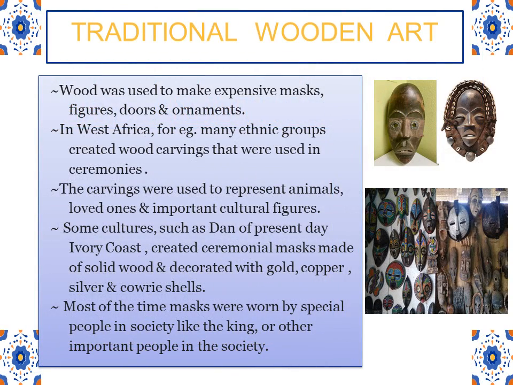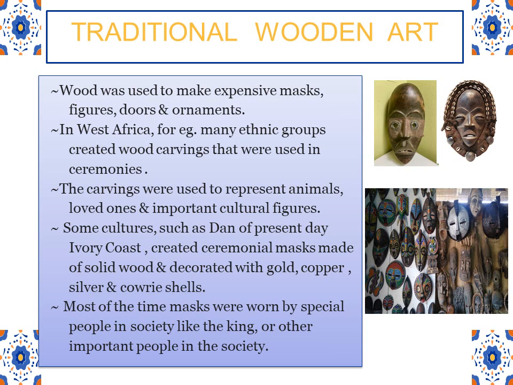Traditional wooden art. Wood was used to make expensive masks, figures, doors, and ornaments. In West Africa, for example, many ethnic groups created wood carvings that were used in ceremonies. The carvings were used to represent animals, loved ones, and important cultural figures. So it could be the king, some important leaders, and so on.